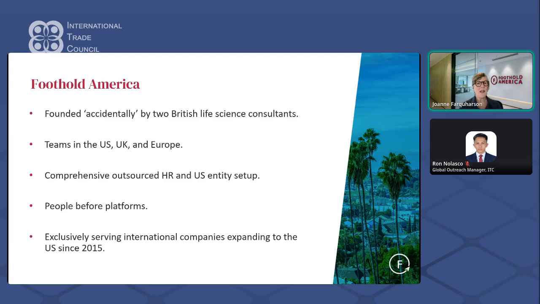And the other thing about Foothold America is even though we have offices in the US, we don't really consider ourselves an American company. We're an international company, and we purely serve international companies coming into the US. So we're not just a US HR company that can help different businesses, but we purely are here to help international businesses.